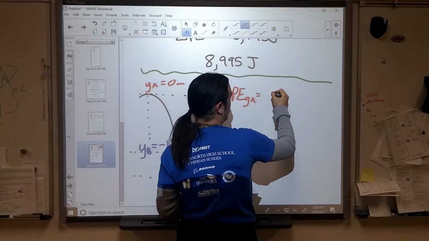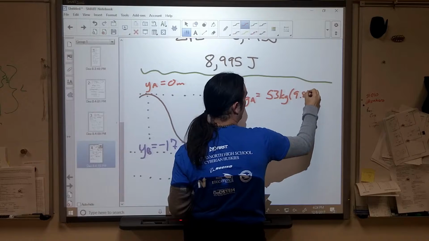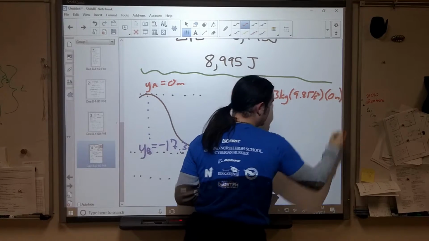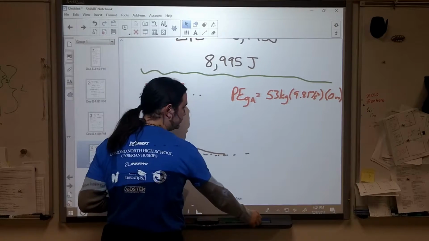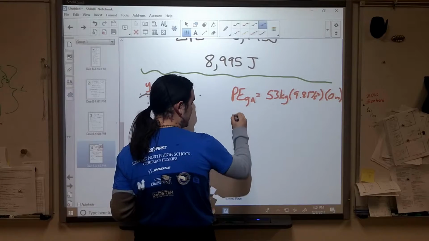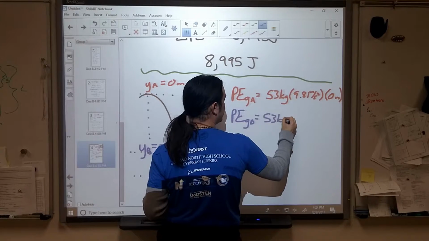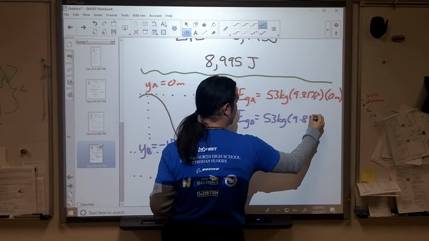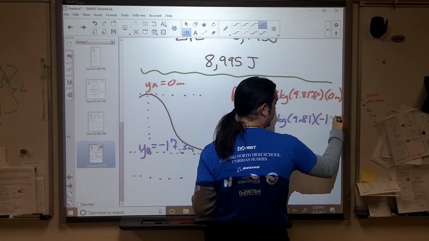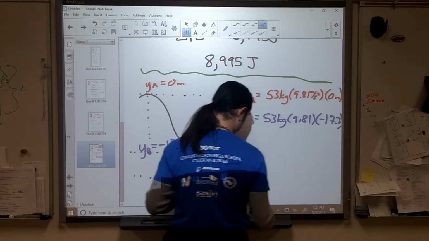All right, well, everything's pretty much the same, except now we want our potential energy due to gravity at A. Well, that's going to be nothing more than our mass, 53 kilograms, times 9.81 meters per second squared, times our new y-coordinate, which is 0 meters. Potential energy due to gravity at B is 53 kilograms times 9.81. I'm going to leave the units off to get some space. Times our new y-coordinate, which is negative 17.3 meters.